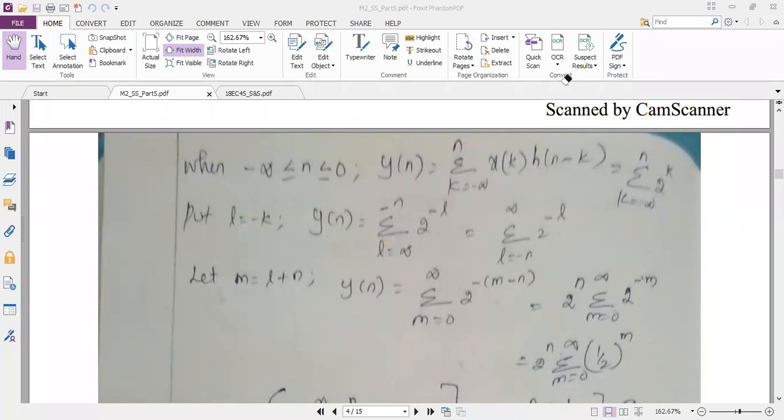Yes, ma'am. And what about the upper limit? Upper limit here, k is equal to n. So then what is my L equivalent? L is equal to minus k. K is n, so L is equal to minus n.